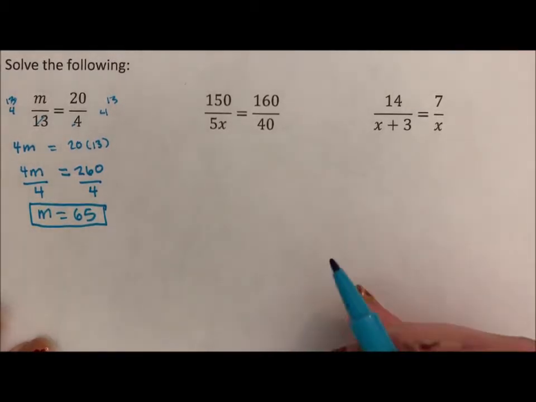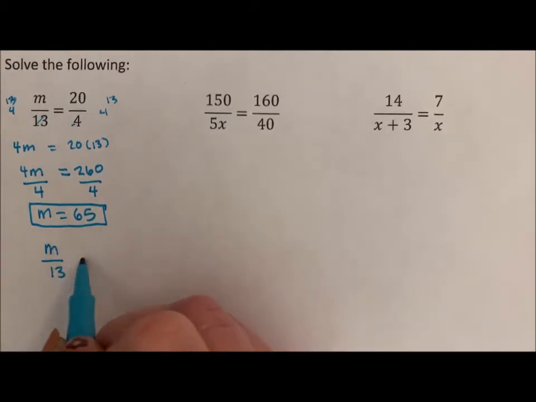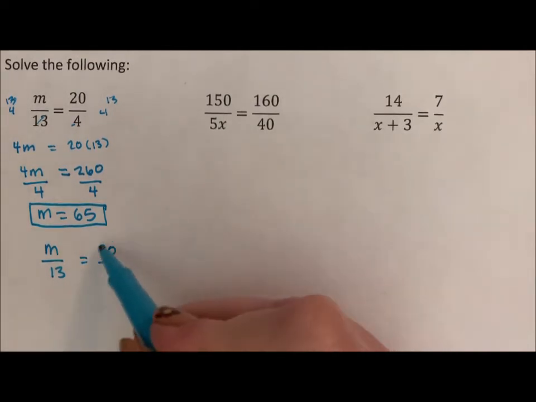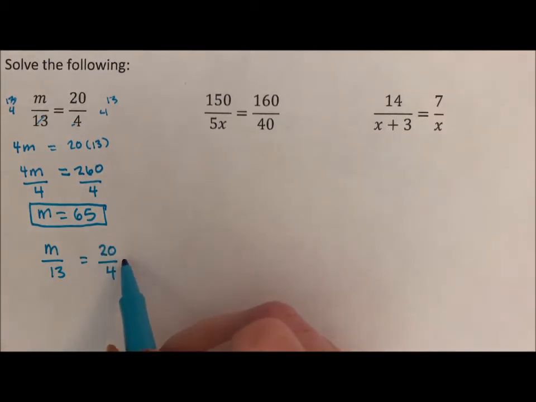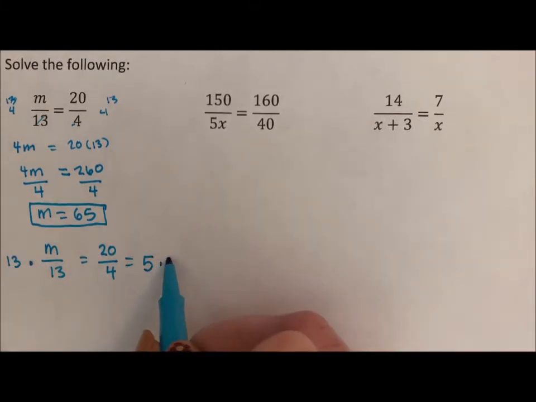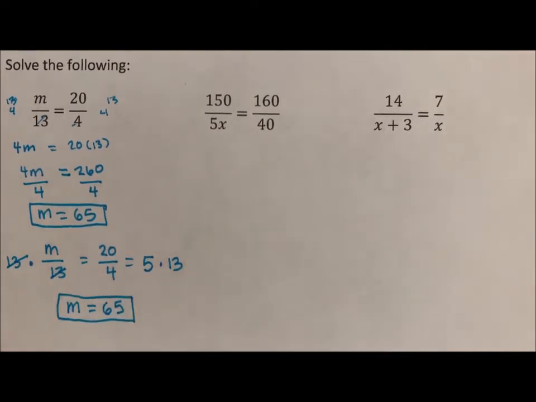That said, I could have started off my problem, m over 13 equals 20 over 4, noting that 20 divided by 4 is 5. And if I started by saying 20 divided by 4 is 5, I could have just multiplied both sides by the 13 and gotten m equals 65 a lot faster. So being willing to look at your problem can save you a little bit of work.